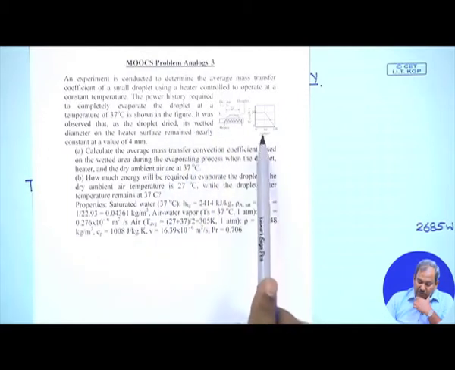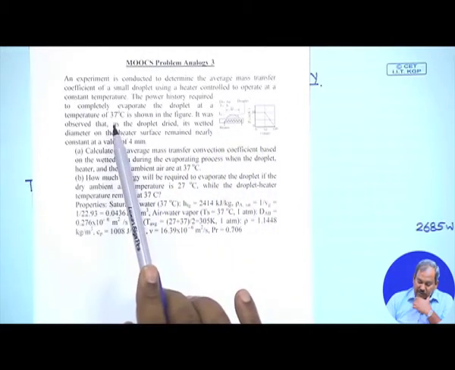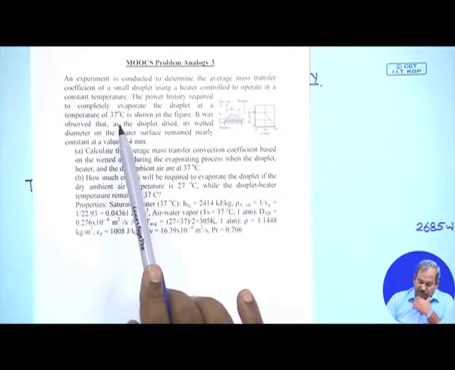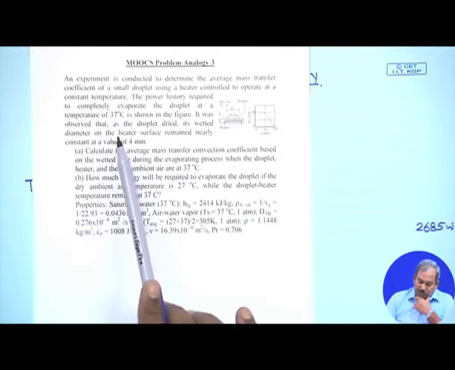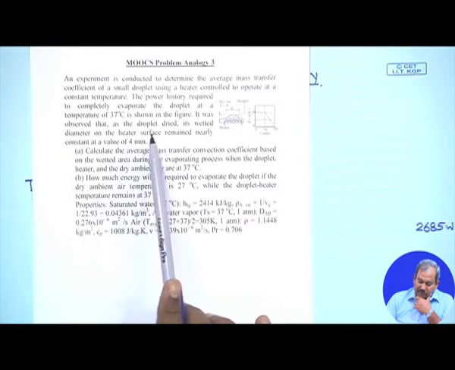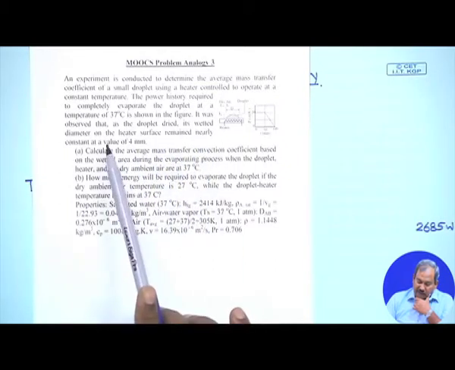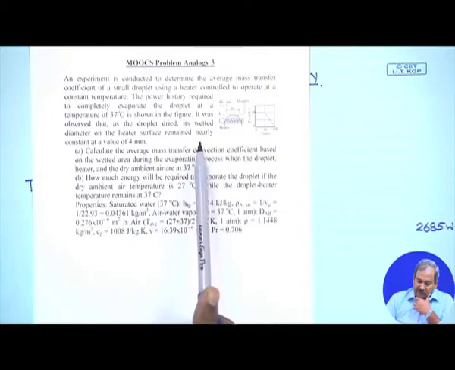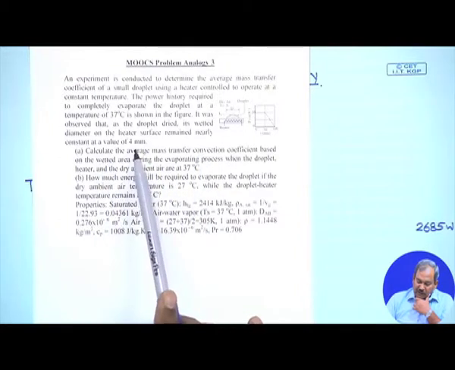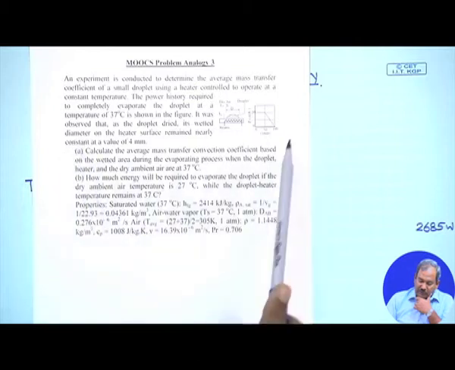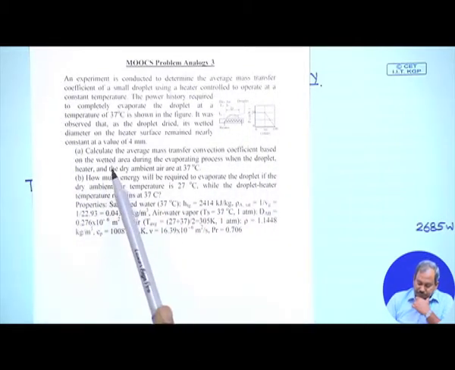The power history is provided when the droplet is at a temperature of 37 degrees. As I mentioned, it was observed that as the droplet dried in the CCR mode, the wetted diameter on the heater surface remained nearly constant at a value of 4 millimeter. So, this part I have already explained to you.